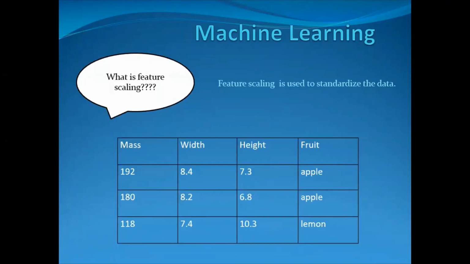What is feature scaling? Feature scaling is used to standardize the data. Let's look at an example. We have a data set over here with mass, width, height, and fruit column. Now, the machine learning model may give higher weightage to the mass column compared to the width column because of the values in the mass column. Do we need that to happen? Obviously not. We want to give equal weightage to mass, width, and height so that fruit can be predicted.